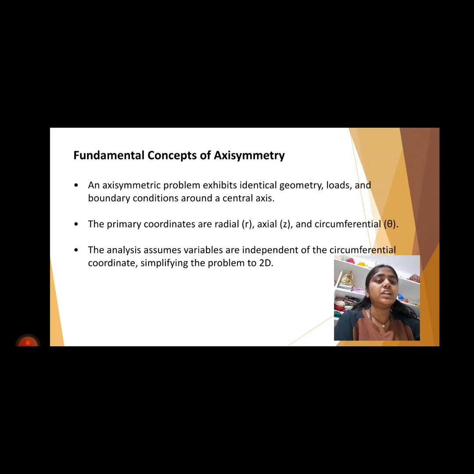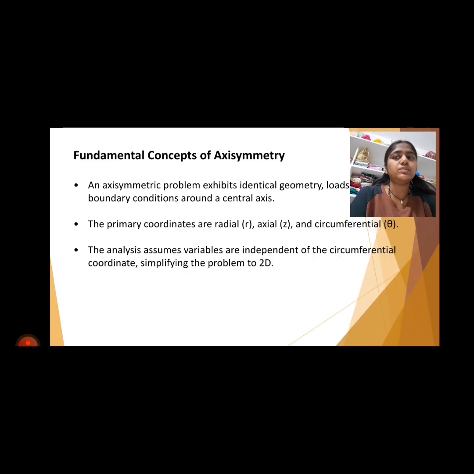Now, the fundamental concept of axisymmetry. An axisymmetric problem exhibits identical geometry, loads and boundary conditions around a central axis. The primary coordinates are radial, axial, and circumferential. The analysis assumes variables are independent of the circumferential coordinate, simplifying the problem to 2D.